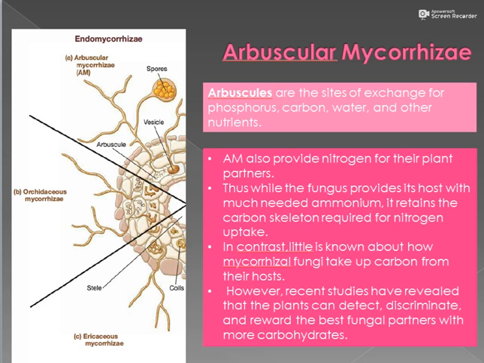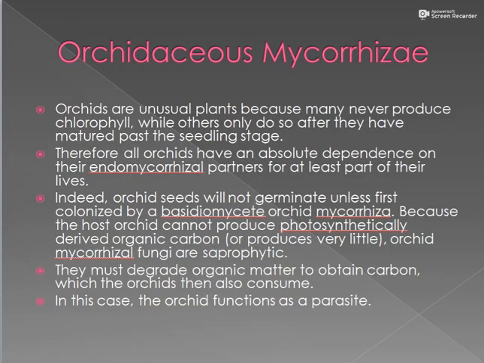Now let's move on. We have the orchidaceous mycorrhiza. Of course, these are the mycorrhiza mainly found in orchids. Orchids are found to have an absolute dependence on the ectoendomycorrhizal partners for at least part of their lives, as they do not contain chlorophyll. So they have to depend on these mycorrhiza for carbon, as they are not photosynthesizing much.